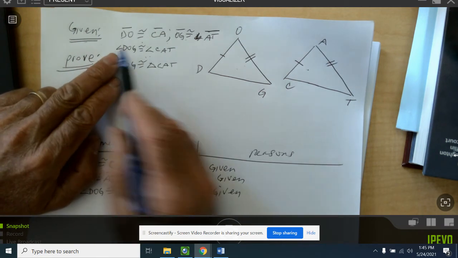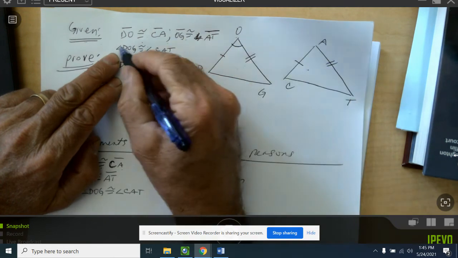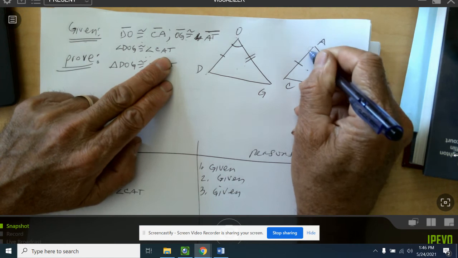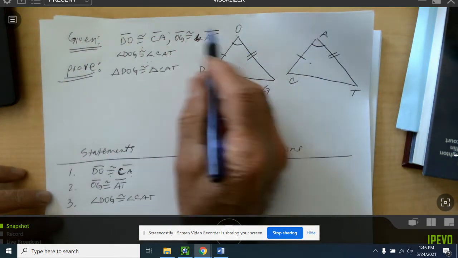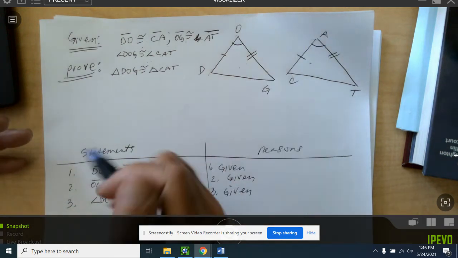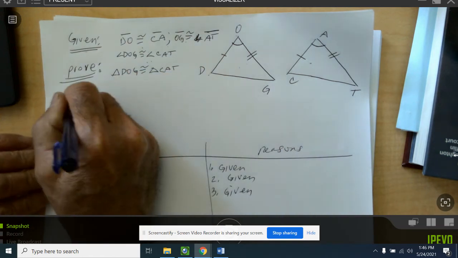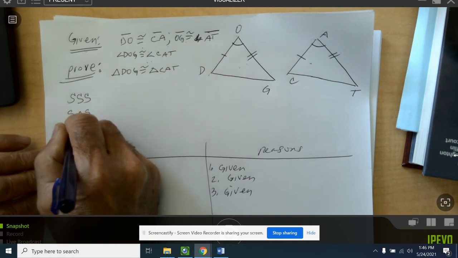So DOG, that's this angle here. And that's the symbol, that's an angle. And CAT. Okay, so once you have everything up there, you kind of have to think about, what do I have? Do I have enough to prove it right now, or is there more information that we need? Now, this is the most basic kind of proof that you can get.